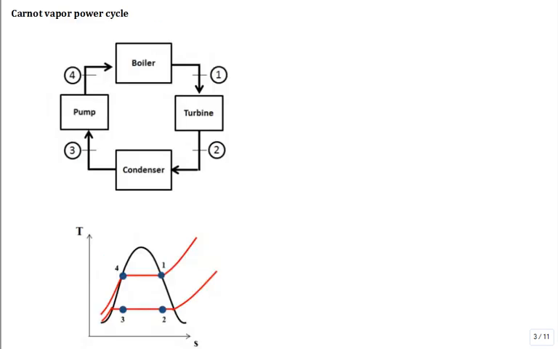Here is the cleanup of that Carnot vapor power cycle. There's the turbine, there's the condenser, there's the pump, there's the boiler. State 1, inlet to the turbine, 2, state 3, state 4. Here it's shown on a temperature entropy diagram. This whole line right here is a high pressure line, isn't it? This line right here is all the low pressure line. That's the pressure of the condenser. This is the boiler pressure.